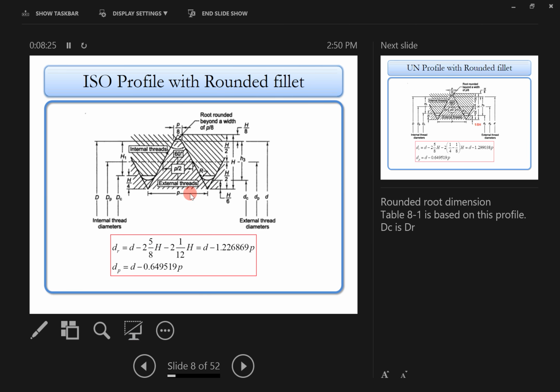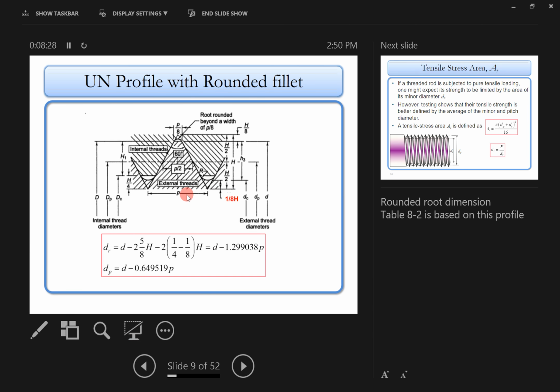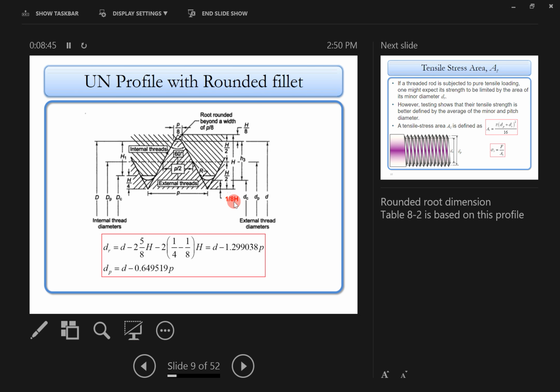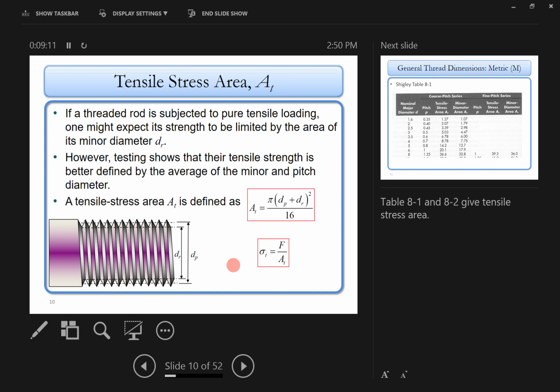If you look at the unified profile here, the difference is that for the ISO profile, the distance between the end of the root and the crest location is h/6, but for the unified standard, it's 1/8 times h. That's the only difference here, but that slight difference results in different expressions for dr and dp, the minor diameter and mean diameter. These two formulas you can find in the footnote for tables A-1 and A-2. I'll show you the tables shortly.